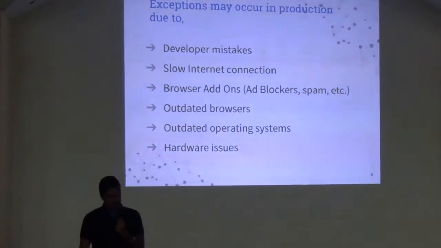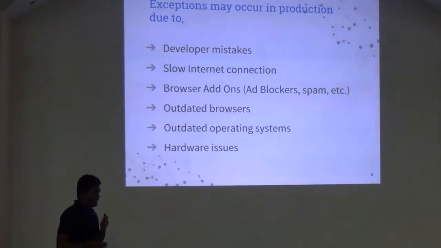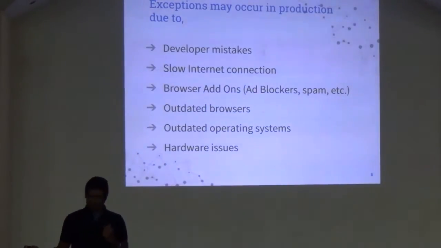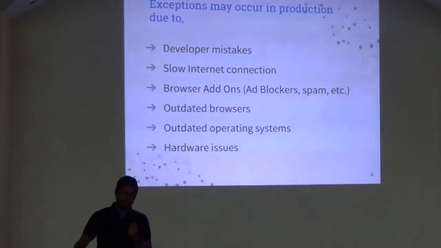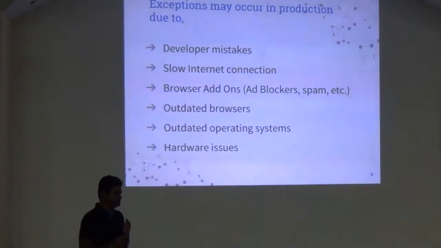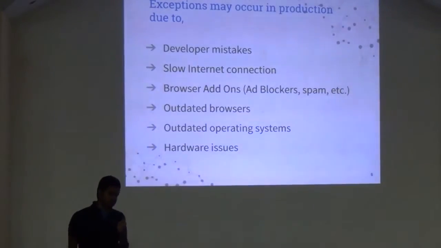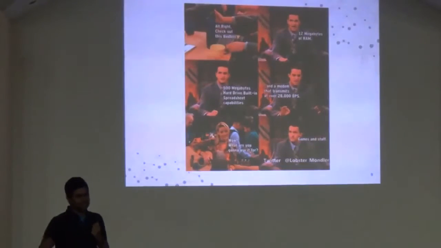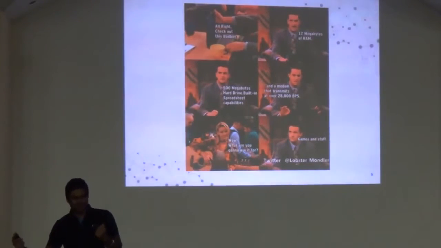So exceptions may occur on the production application due to these reasons: actual developer mistakes, slow internet connection, browser add-ons like spam, and stuff that works here but doesn't work with Angular. So outdated browsers, outdated operating systems, and hardware issues. You know, for all you know, your customers would be running a computer like what Chandler had on Friends. Alright? So your application is bound to fail.